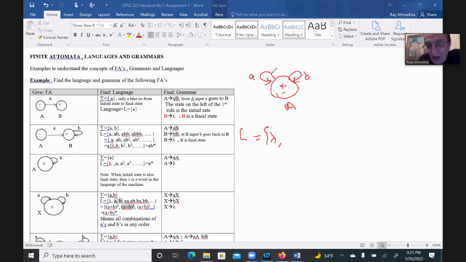Yes? I can go through how many words of length 1 we have. Either I can go through this loop once, or I can go through this loop here once. So these are the words of length 1. Correct? Yes.